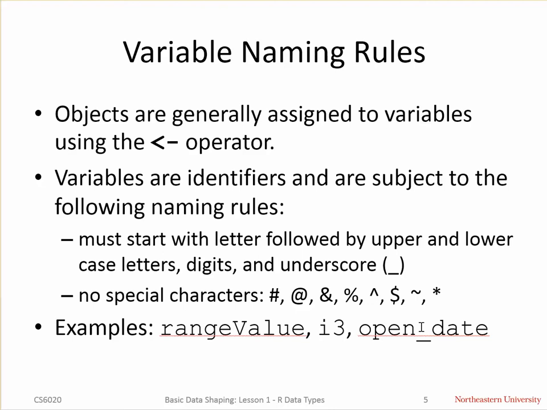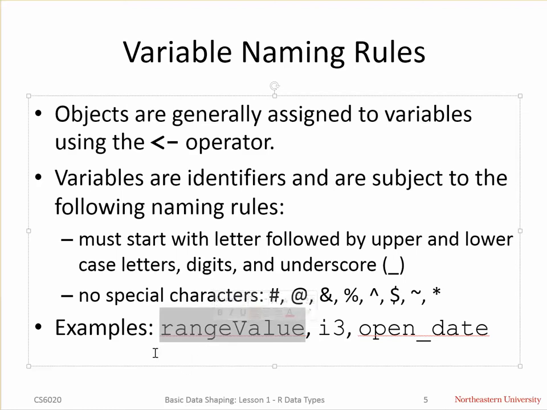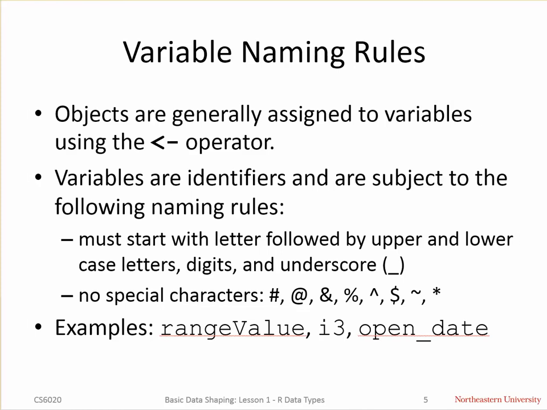It cannot contain special characters like pound, at, ampersand, percent, and so on. rangeValue again is a perfectly legal value, and so is I3. That's a combination of letters and characters. Actually, one other character that you can put in here is the dot, the period. It actually allows the period, which is a little bit odd because a lot of other programming languages use the period as a way of getting to a property or a method of an object, whereas R doesn't do that. It actually uses the $ sign for accessing a property of an object, but we'll see more about that later.